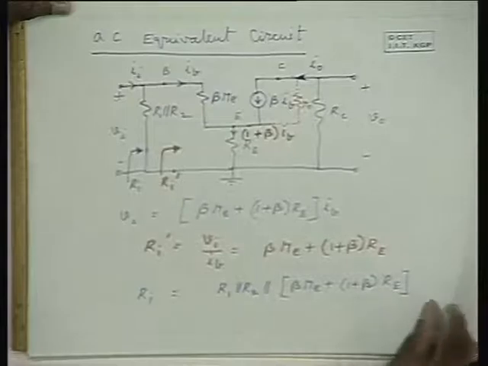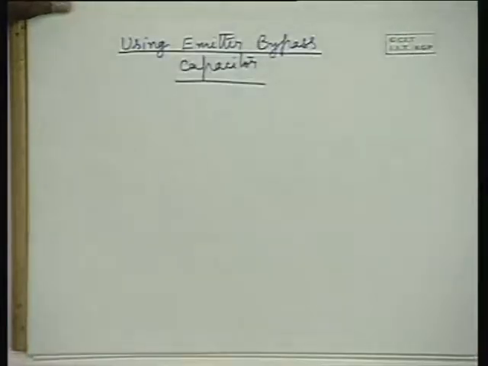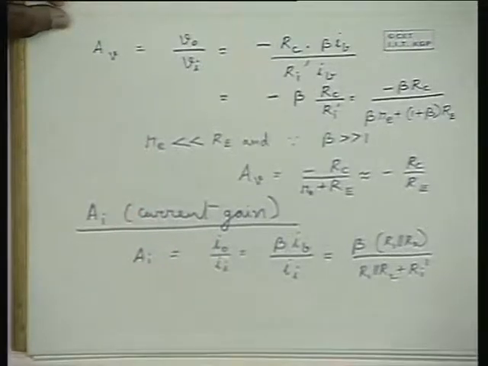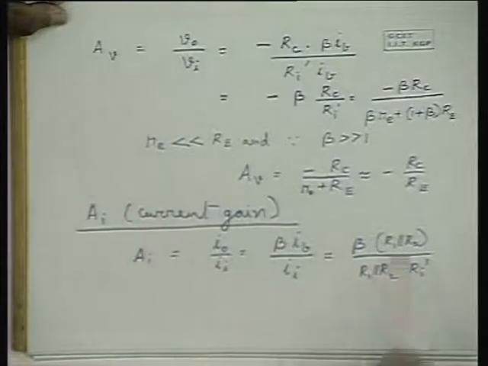So now the accurate expression for this can be straight away obtained from this expression. It is beta into R1 parallel with R2 divided by R1 parallel with R2 plus Ri dash, which now is going to be beta re itself, which is very small. Therefore, current gain is also considerably increased.